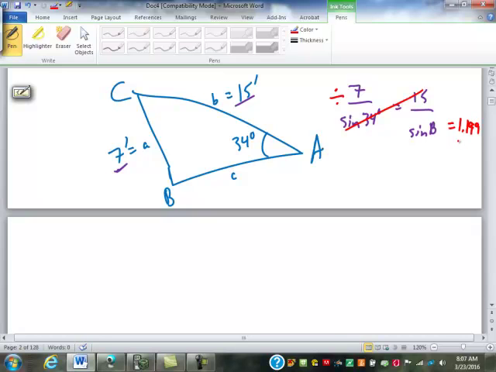1.199. Now, I'm going to stop right there because what's wrong? Sine can't be over 1. So that tells us this doesn't form a triangle. This side is not long enough to reach down here at all. So it doesn't matter whether B is acute or obtuse, because it just doesn't make a triangle. B doesn't exist. It never hits it. It never gets created.